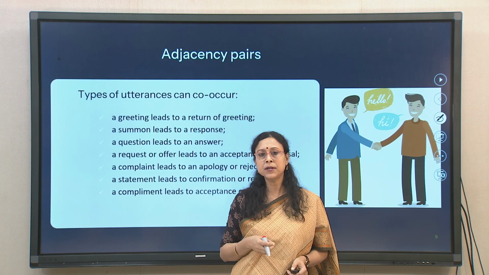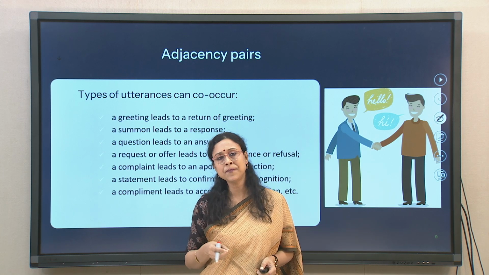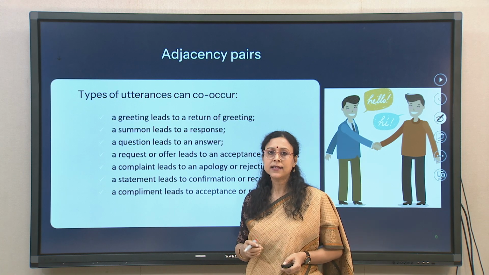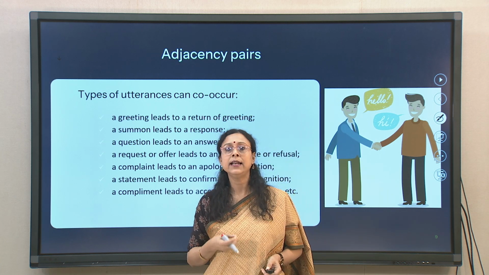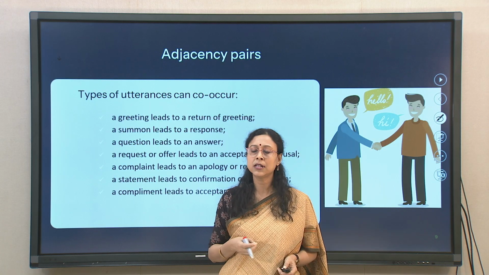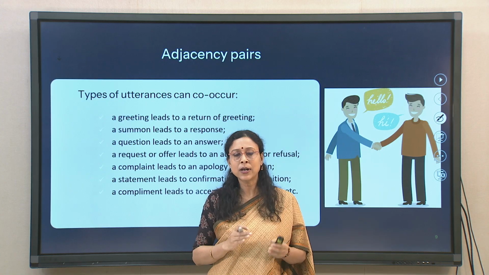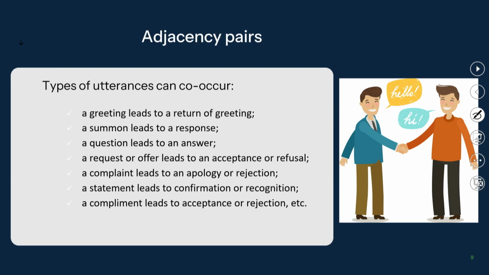Now, we will look at some principles, the basic architecture of conversation analysis. There are a few things that are part and parcel of conversation analysis. One of them is called adjacency pair. Adjacency pair is a fancy name given to the pattern in any given conversation. Every conversation, depending on the topic, has certain kinds of pre-given structure. So, there is one thing following another, that is always the case. A greeting leads to a return of greeting, a summons leads to a response, a question leads to an answer, a request or offer leads to an acceptance or refusal. This is called adjacency pair.